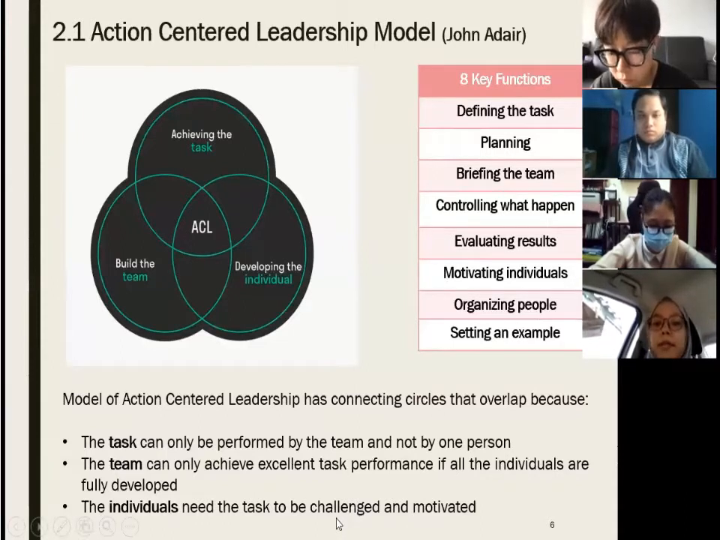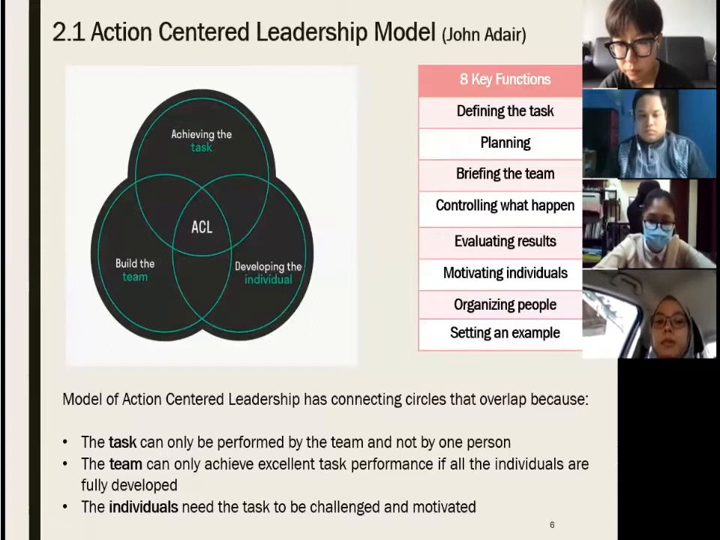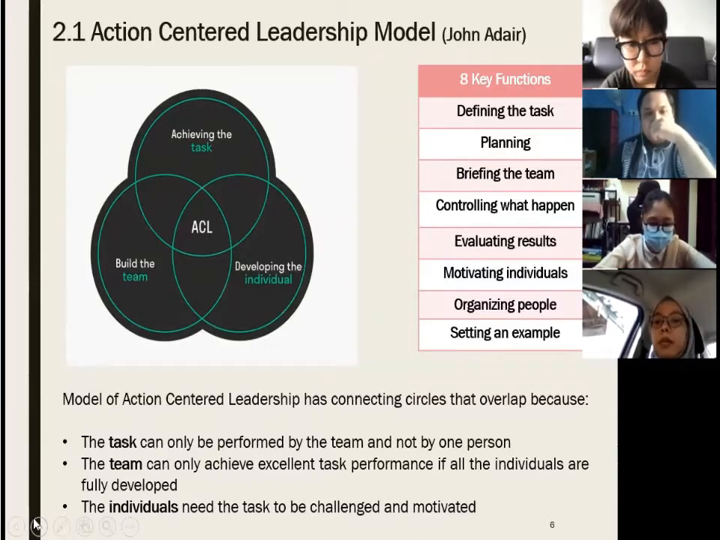Adair developed this model with overlap because the task can only be performed by the team, not by one person. The team can only achieve excellent task performance if all the individuals are fully developed, and also the individual needs to be challenged and motivated. According to Adair, the above 3 aspects of leadership can only be successfully fulfilled when the leader sticks to the following 8 key functions, as you can see at the right side. The first one is defining the task.